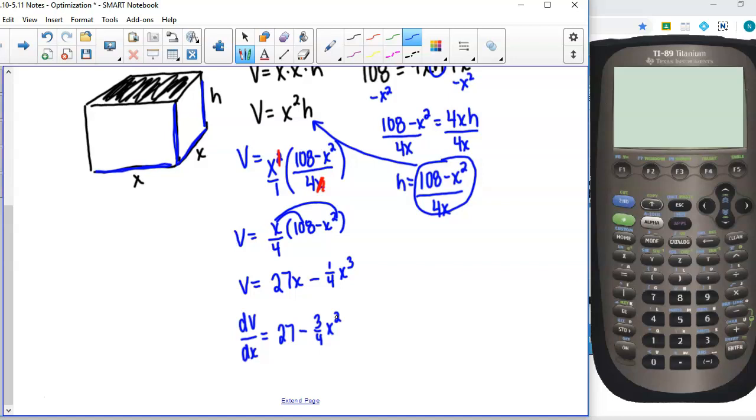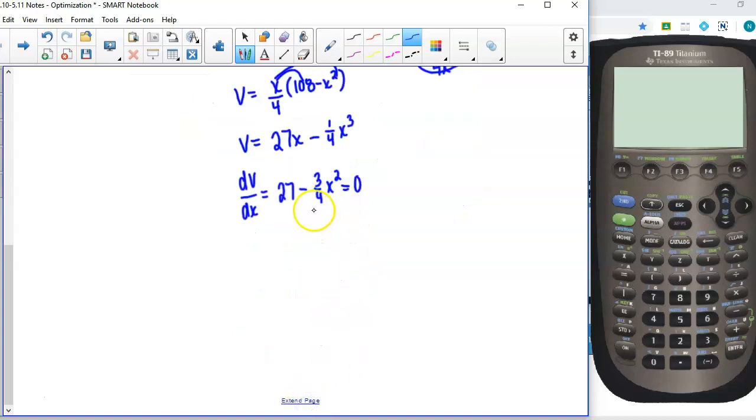To find a maximum or minimum, we want to take our derivative, set it equal to 0, do a sign line, and look for a place where our derivative changes from positive to negative. So we're going to set this equal to 0. That's going to give us 27 equals 3/4 x squared. We're going to divide by 3/4, which is the same as multiplying by 4 over 3.